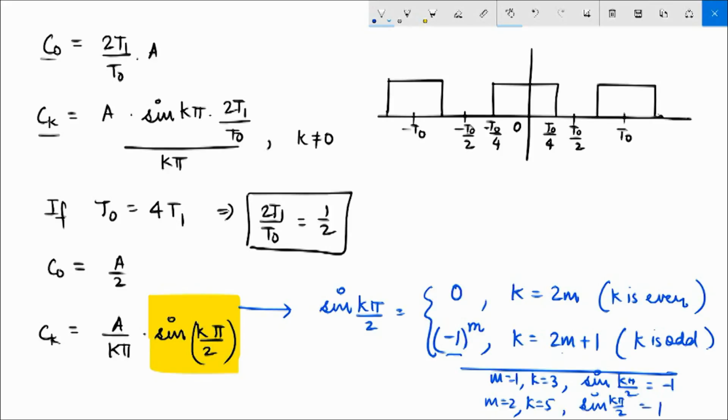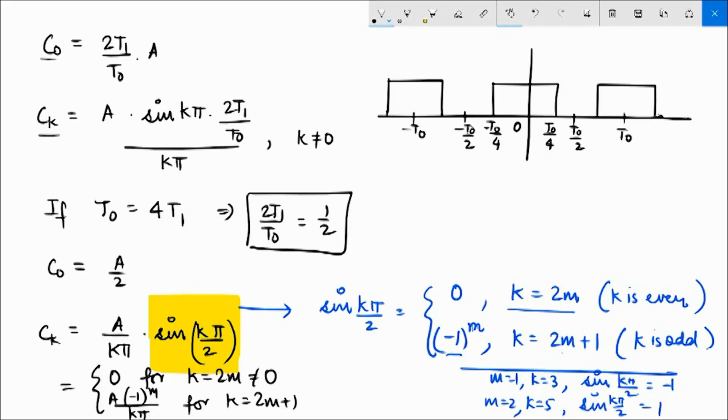So I can rewrite the value of sine k pi by 2 as minus 1 to the power m when k is odd, that means k is some 2m plus 1. And it is 0 when k is even, that means k is some 2m. That means I can rewrite the value of ck. This would be equal to 0 for k equal to 2m but not equal to 0, that means an even value of k. And this would be equal to a into minus 1 to the power m upon k pi for k equal to 2m plus 1.